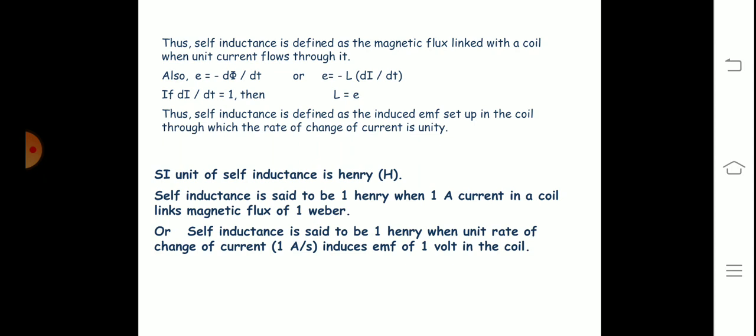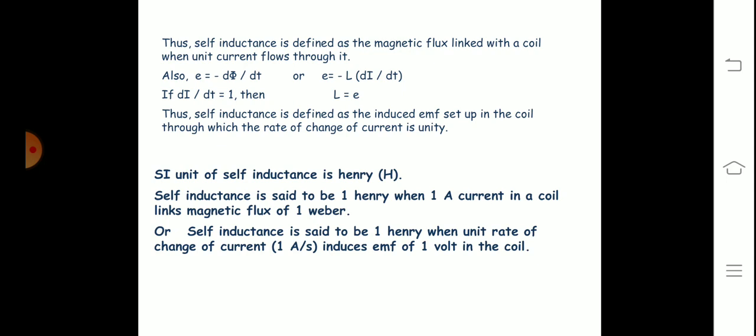You know that E is equal to minus d phi by dt, where phi is the flux. Therefore, by substituting the value of phi, we find that E is equal to minus L di by dt. So, if di by dt is equal to 1, meaning the rate of change of current is 1 ampere per second, then the magnitude of induced EMF will be equal to the magnitude of self-inductance. So, self-inductance is also defined as the induced EMF set up in the coil when the rate of change of current is unity. And the SI unit of self-inductance is Henry, denoted by capital H.